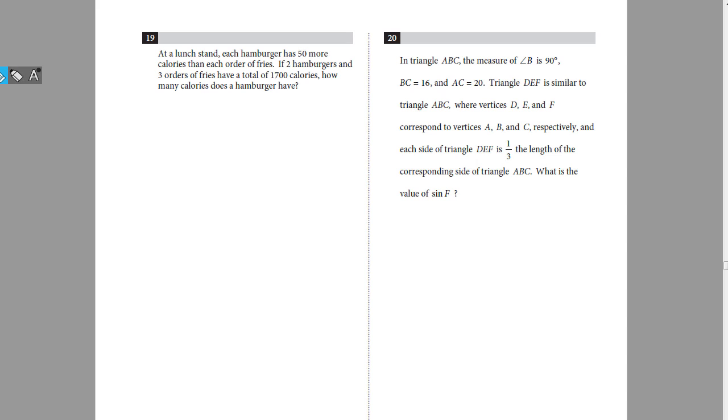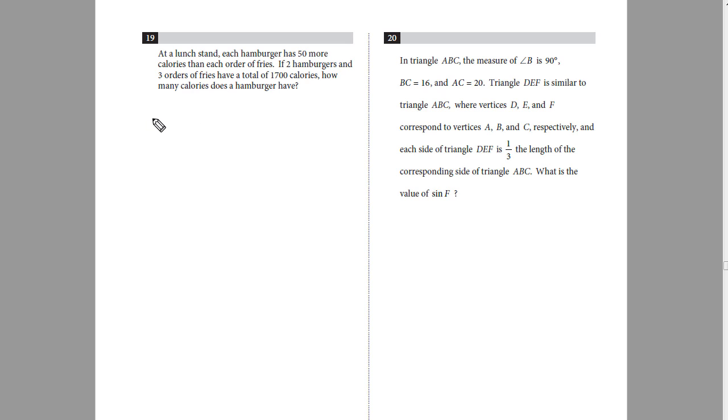Question number 19. At a lunch stand, each hamburger has 50 more calories than each order of fries. If 2 hamburgers and 3 orders of fries have a total of 1700 calories, how many calories does a hamburger have? So we have to find out the calories of a hamburger.